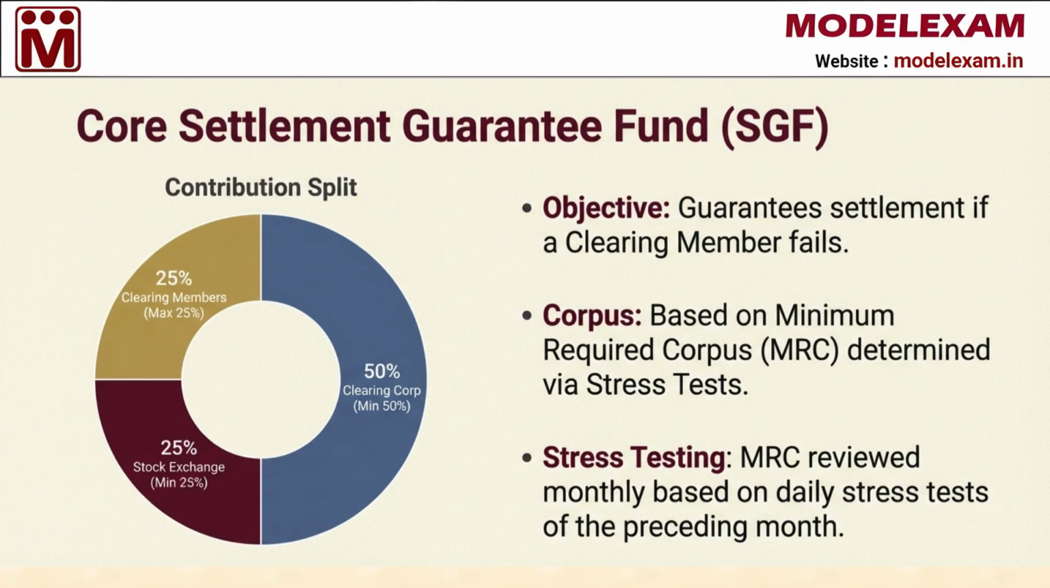Now, even with all these margins, the market keeps a massive rainy day fund called the Core Settlement Guarantee Fund, or SGF. This fund is there to guarantee settlement even if a large member fails. It is funded by the clearing corporation, which provides at least 50%, the stock exchange with 25%, and the clearing members who contribute the remaining 25%. This corpus is reviewed every month using daily stress tests to make sure it is big enough.